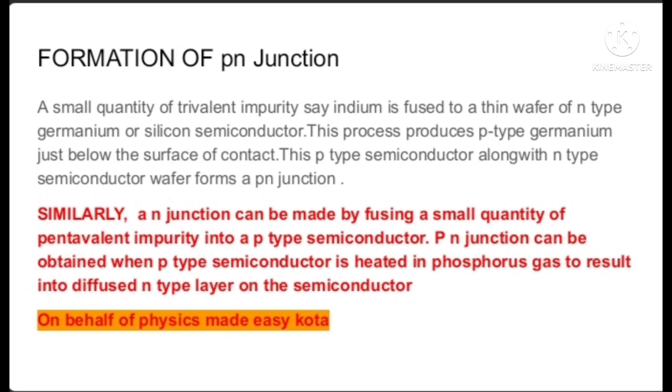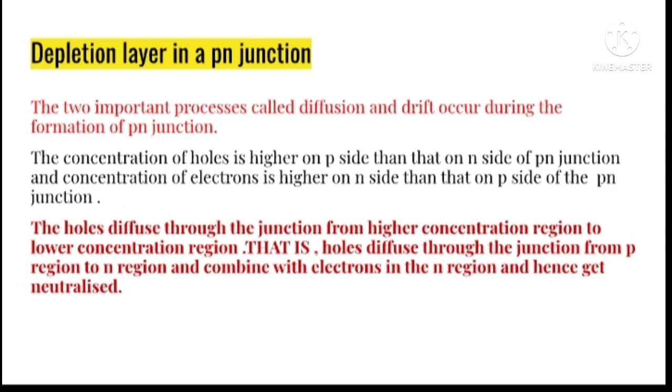Similarly, we can make a PN junction by fusing a small quantity of pentavalent impurity into the P-type semiconductor. Then the PN junction can be obtained when the P-type semiconductor is heated in phosphorus gas to result in a diffused N-type layer on the semiconductor. For the PN junction, two important processes occur during its formation: one is diffusion, another is drift.